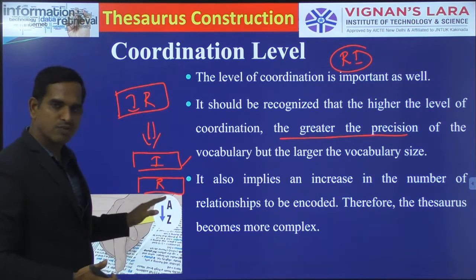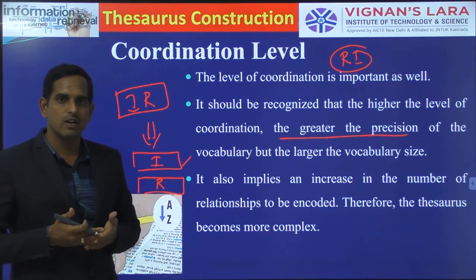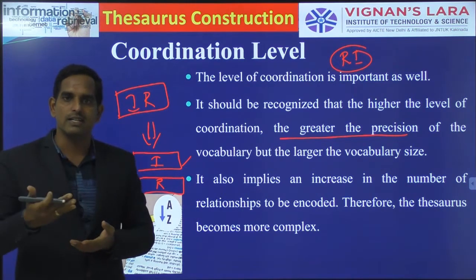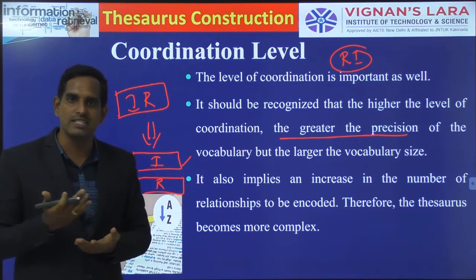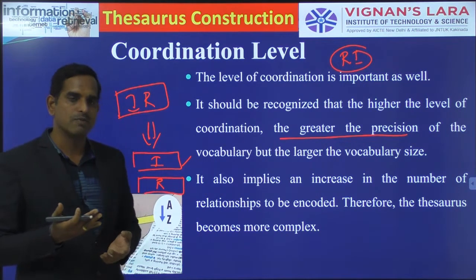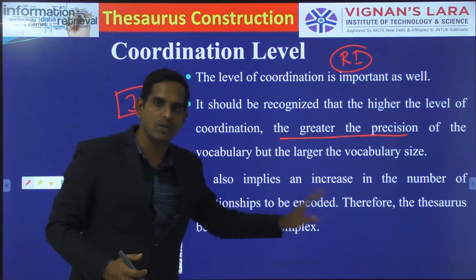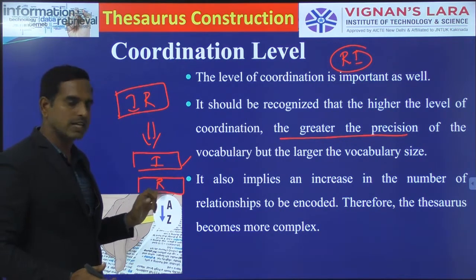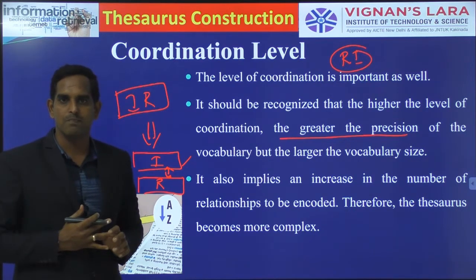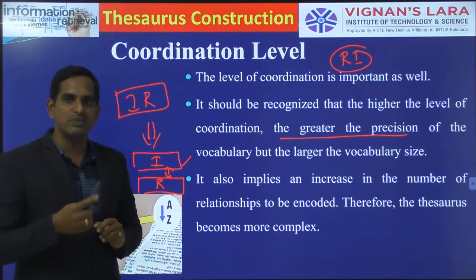Okay, as the level of your coordination increases, the precision of your results will increase. But the size of whatever thesaurus you are implementing also will increase. That is, the vocabulary size also will increase here. The number of words you have to store in your thesaurus will rise. It also implies an increase in the number of relationships to be encoded. As the number of terms increases, you have to include the relationships between the terms as well. As I told you, a thesaurus is about having terms and the relationships between the terms.